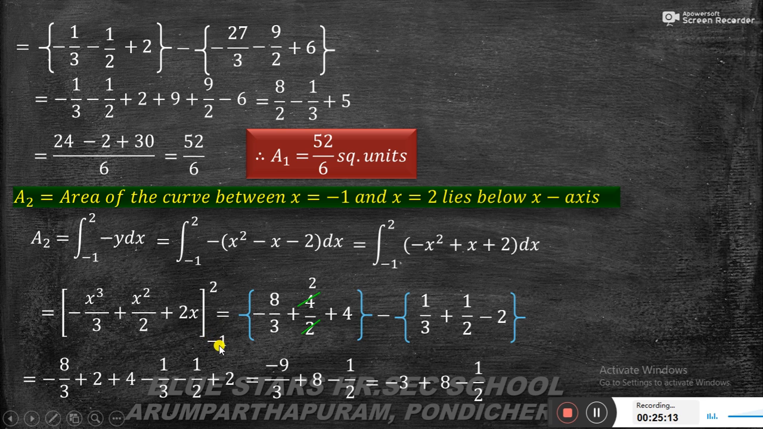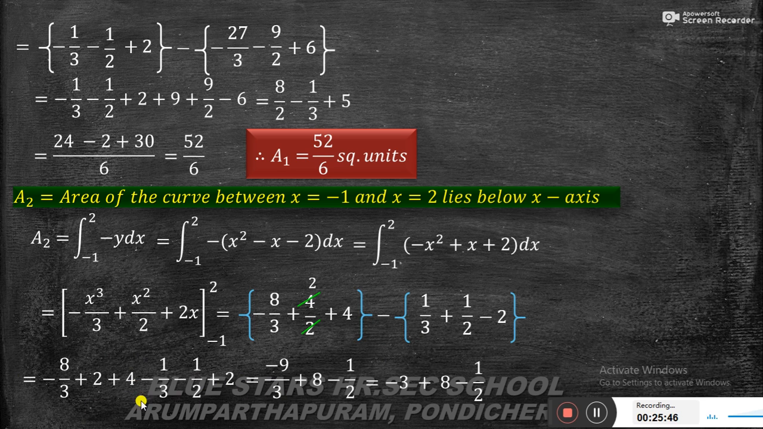So we represent minus 1 to 2. Therefore you substitute the upper limit: 2 power 3 means 8, minus 8 by 3, plus 2 square 4 by 2, plus 2 into 2 is 4. So minus, next you apply the lower limit. That means minus 1 by 3, minus into minus plus 1 by 3, plus 1 by 2, plus minus 2 into minus 1 minus 2. So the next step, minus 8 by 3, 4 by 2 means 2, 2 plus 4, minus, you multiply the minus into the factor. So minus 1 by 3 minus 1 by 2, minus into minus plus 2.